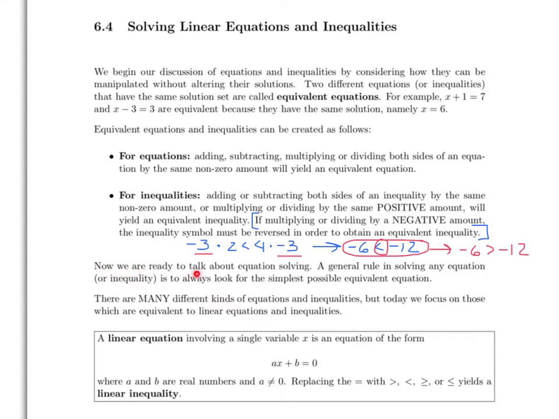Now we're ready to talk about equation solving, in other words, finding a solution. A general rule in solving any equation or inequality is to always look for the simplest possible equivalent equation. There are many different kinds of equations and inequalities, but today we're going to focus on those which are equivalent to linear equations and inequalities.